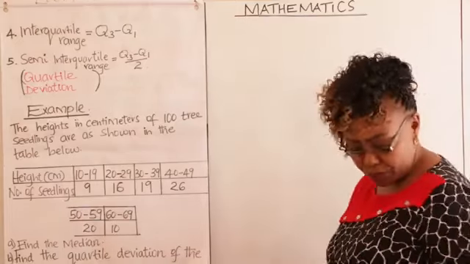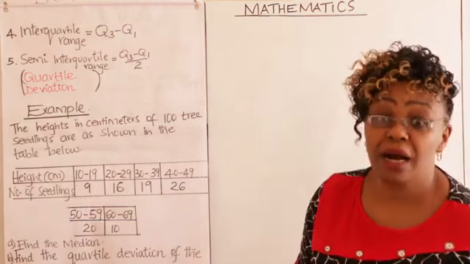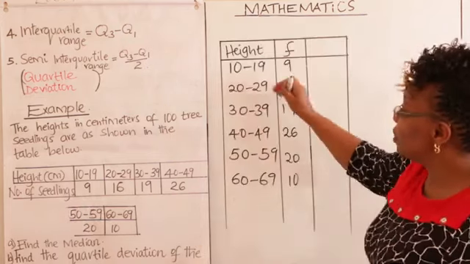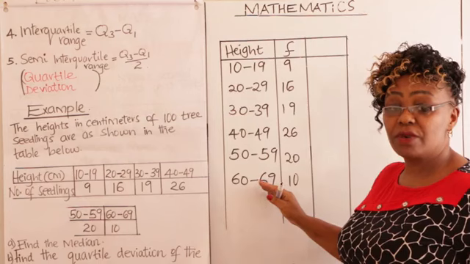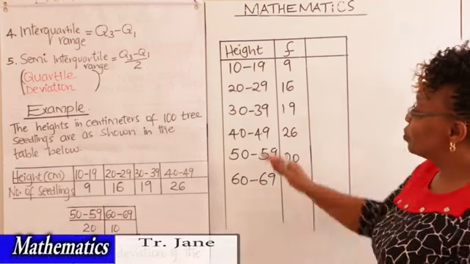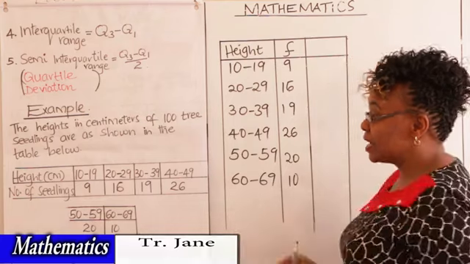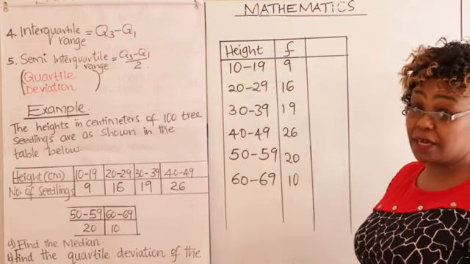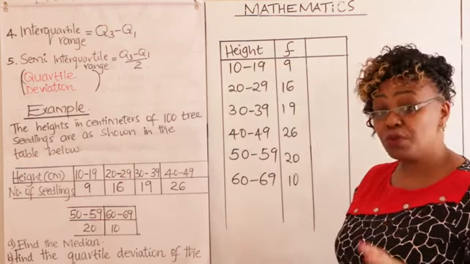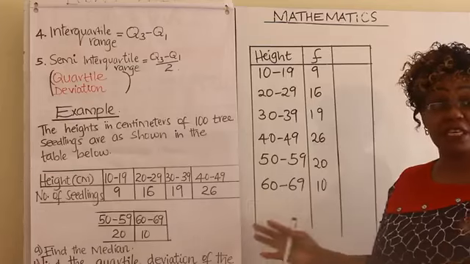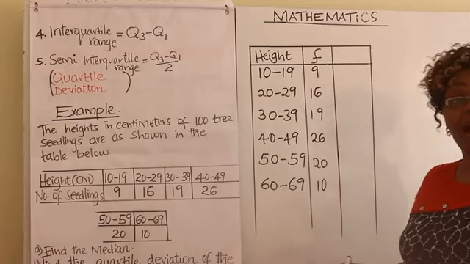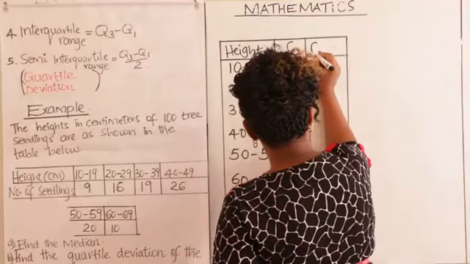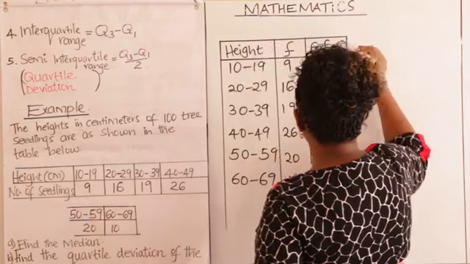So learner, for us to be able to work out these quartiles, we need to draw a table. You need to draw this frequency distribution table. You put your classes here for the heights, and then for the number of seedlings, we'll take that as frequency. For us to be able to calculate any quartiles, whether median or the others, you need to put down a column for cumulative frequency, CF.